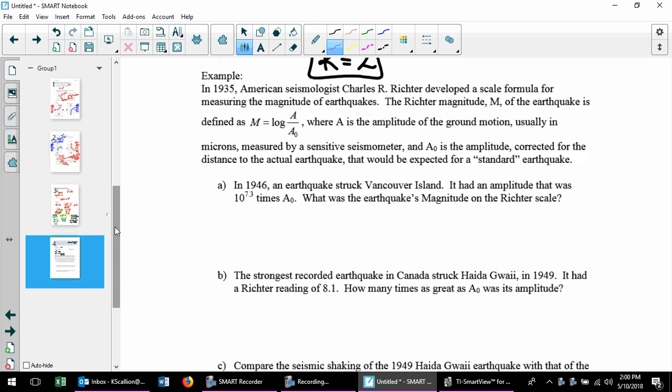So the Richter magnitude is this. Are you guys ready? You just stuck on the shaky?